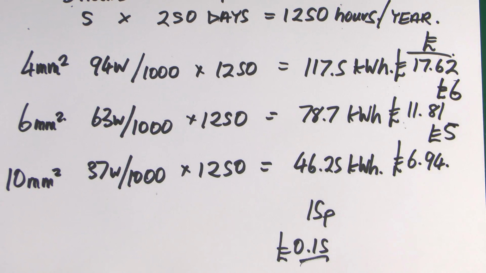Again, this is a 10 meter long piece we're talking about. And again, is it also worth paying even more for the cable initially to save, say, an extra £5 compared to the 6 millimeter, or basically about £11 if you go straight from the 4 up to the 10?